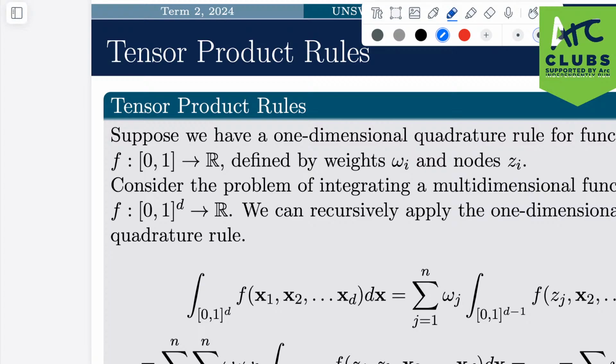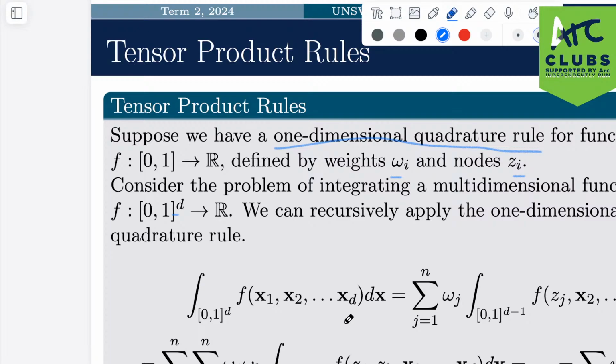So we also have something which pushes the results we just talked about into multidimensional, called the tensor product rule. So we start with a one-dimensional quadrature rule, right? Which is the rules we just talked about, the trapezoidal rule or the Simpson's rule. And we have defined weights Wi and Zi. And now we want to integrate a multi-dimensional function that is d-dimensional. So we just recursively apply the one-dimensional quadrature rule.